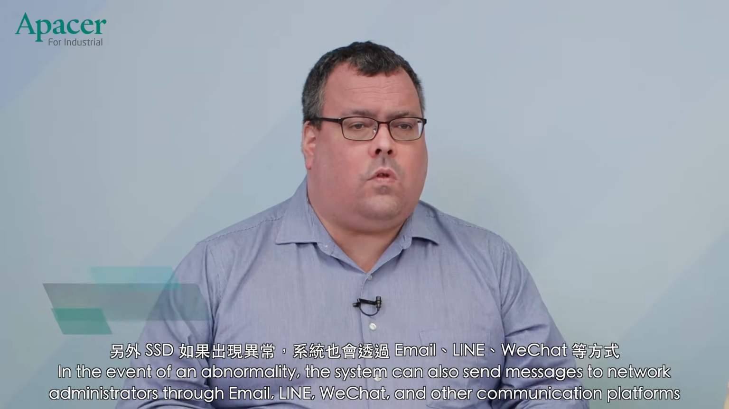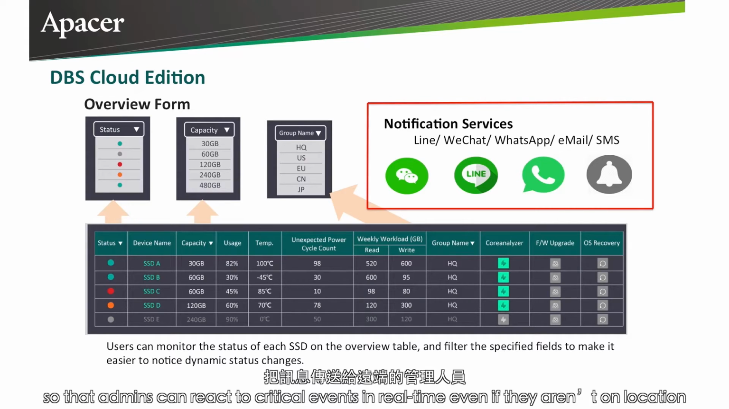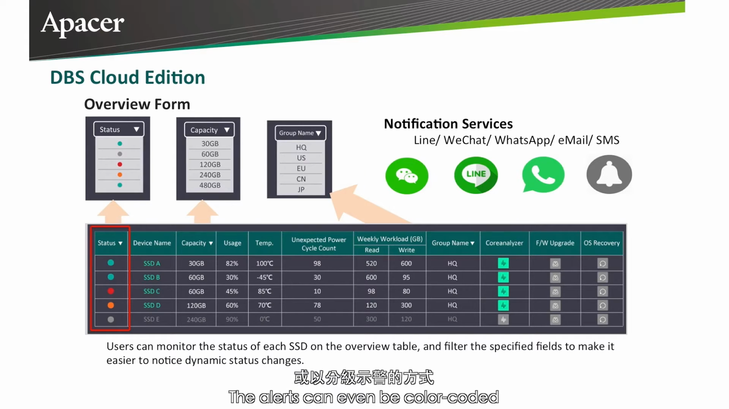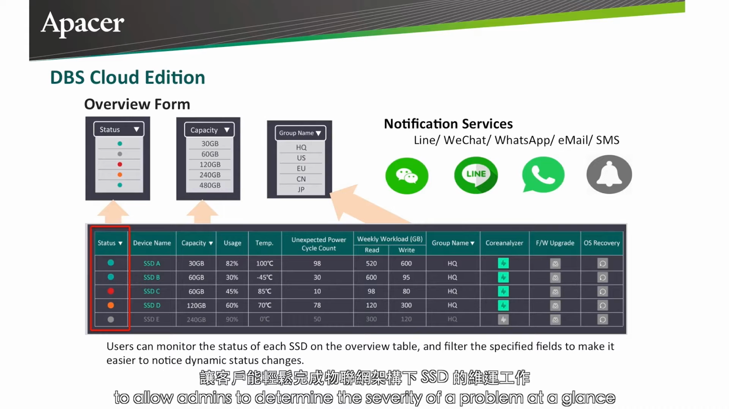In the event of an abnormality, the system can also send messages to network administrators through email, Line, WeChat, and other communication platforms, so that admins can react to critical events in real time even if they aren't on location. The alerts can even be color-coded to allow admins to determine the severity of a problem at a glance.